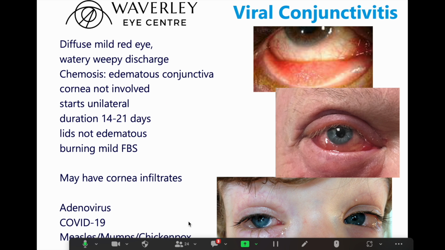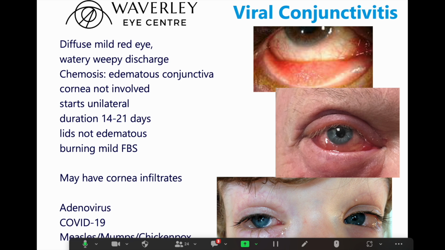All right, viral conjunctivitis. They tell us in textbooks, and I think it's real, it's probably the number one cause of conjunctivitis coming in. The patient's coming in with a red eye. They think they have pink eye or something, but they're going to present with this diffuse, mild red eye. It's going to be a watery, weepy discharge. They're going to have some chemosis of the conjunctiva. It might actually be really quite swollen. And I put in cornea is not involved. There are some cases where it is involved, but most of the time it's not.